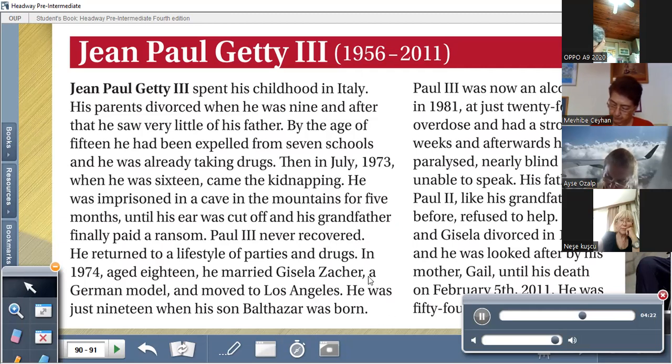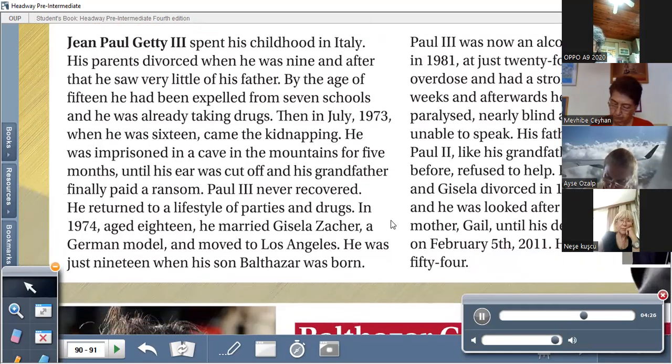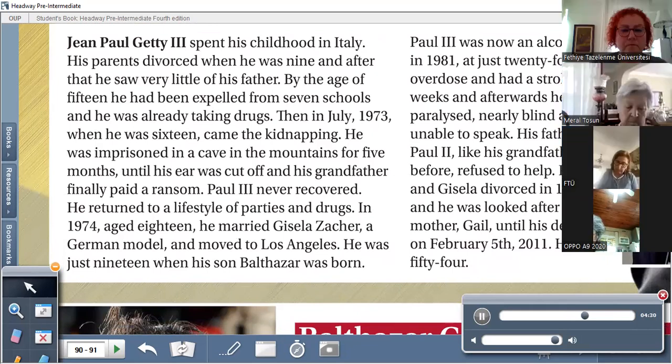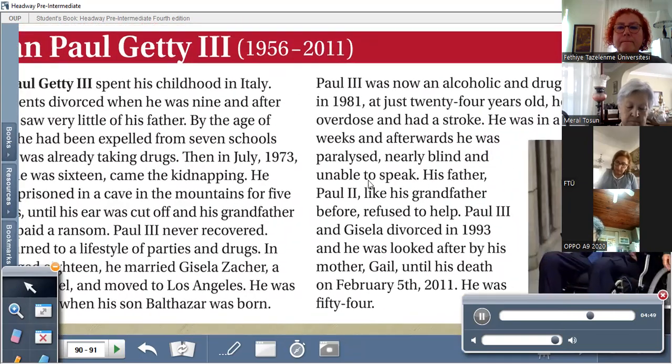He was imprisoned in a cave in the mountains for 5 months, until his ear was cut off and his grandfather finally paid a ransom. Paul III never recovered. He returned to a lifestyle of parties and drugs. In 1974, aged 18, he married Gisela Zacher, a German model, and moved to Los Angeles. He was just 19 when his son Balthazar was born.